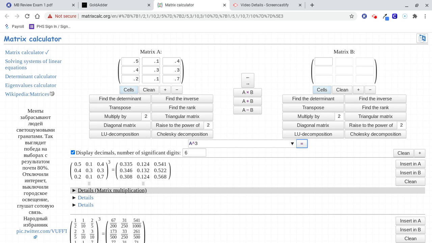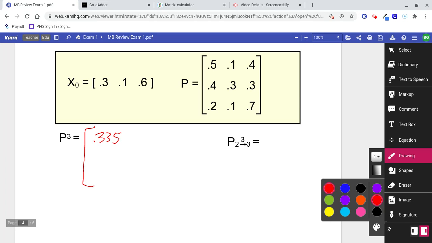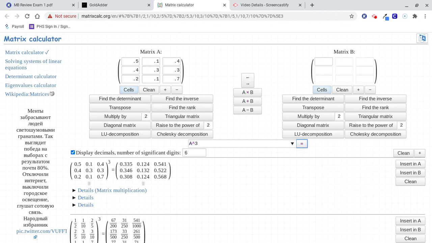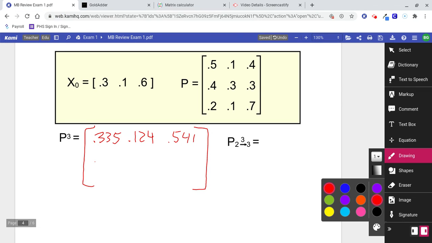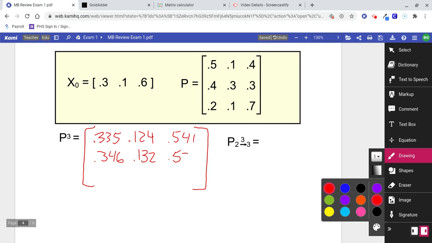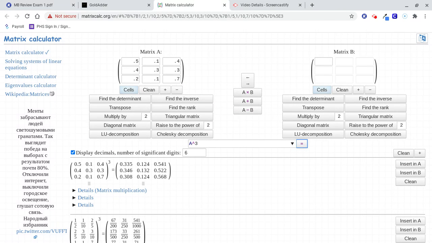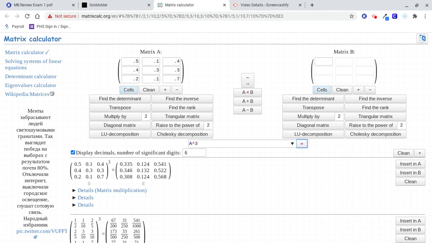335, 124. Okay. 541. 346132. 522. 308124. 568.